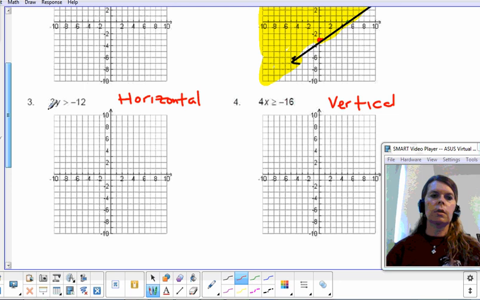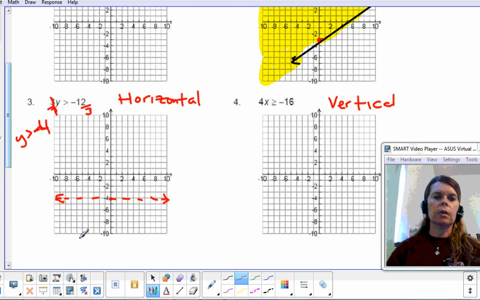So here you just divide by the 3, divide by 3. You get y is greater than negative 4. So you go on the y-axis to negative 4, and you just draw a horizontal line through there. And since there's no equal to sign, we're going to make a dotted line. And put an arrow at the end to show that it keeps going forever and ever in both directions.